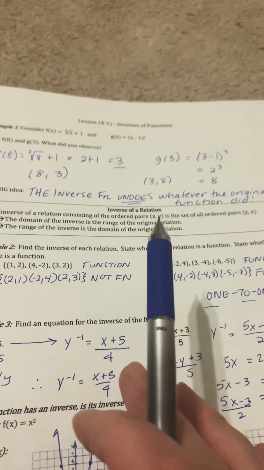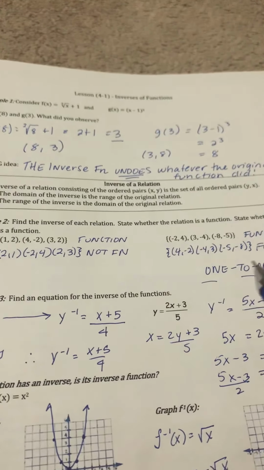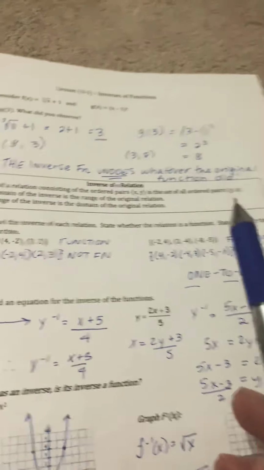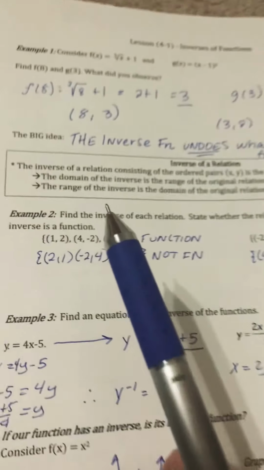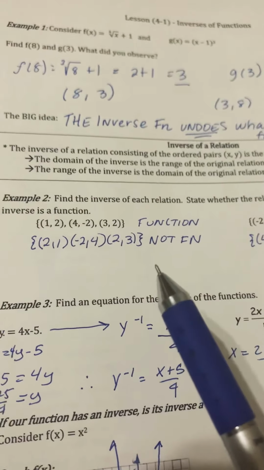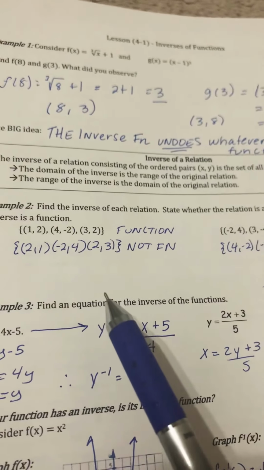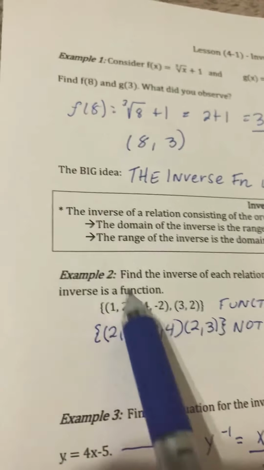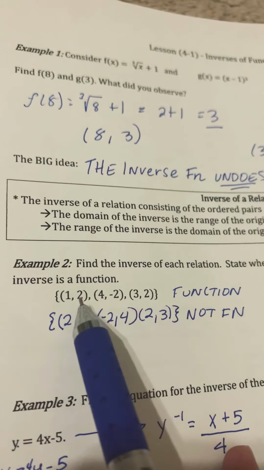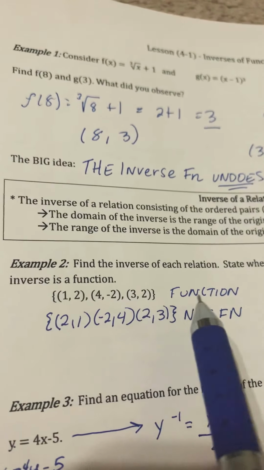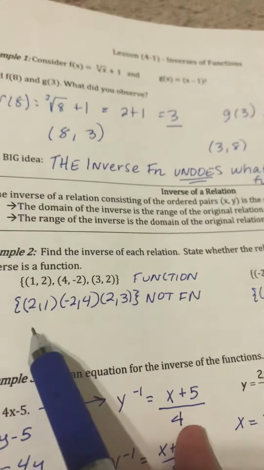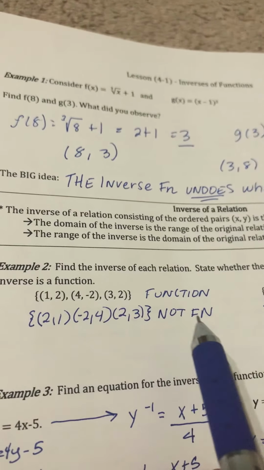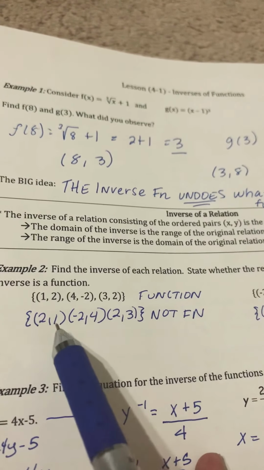Well, inverses of relations, which are functions sometimes, if we're given the ordered pair xy, then the inverse will be yx. So the domain and range will flip-flop. So example 2 says, find the inverse of each relation. State whether the relation is a function, and then state if its inverse is a function. So if we look here, 1 goes to 2, 4 goes to -2, and 3 goes to 2. That's a function. 2 goes to 1, -2 goes to 4, and then you're telling me 2 goes to 3. That's not a function. You can't assign x to 2 different y values.